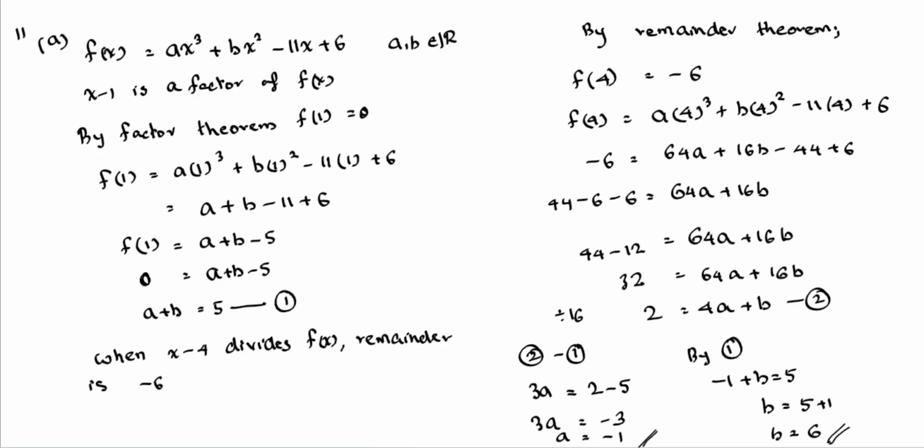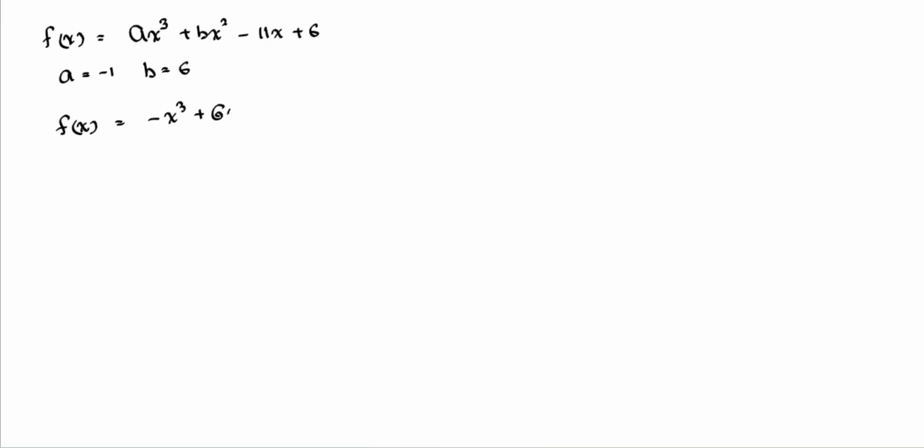Now the next part of the question says, also find the other two linear factors of f(x). First of all, let's go to a new page. We know that f(x) equals ax to the power 3 plus bx squared minus 11x plus 6, and that a equals minus 1 and b equals 6. These are the answers we got in the previous part. So now f(x) equals minus x to the power 3 plus 6x squared minus 11x plus 6.